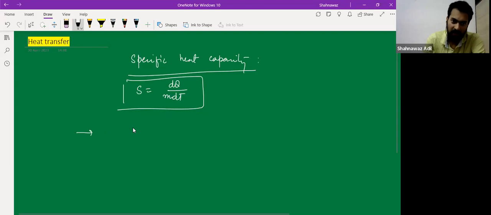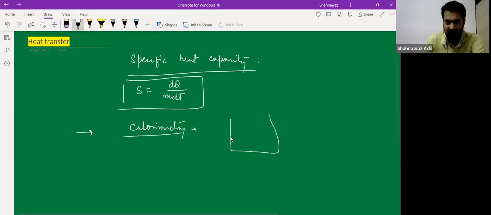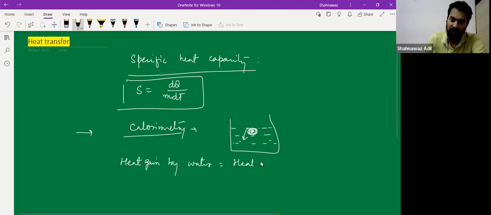And one more thing is that you have the calorimetry, right? The principle of calorimetry says that, let's say you have this system, and in this system you have some water, and you put some heated coin which had some temperature. So this will give some temperature to the water. So the heat gained by water will be the heat lost by that coin, whichever iron or steel coin you use. So this is the principle of calorimetry, right?